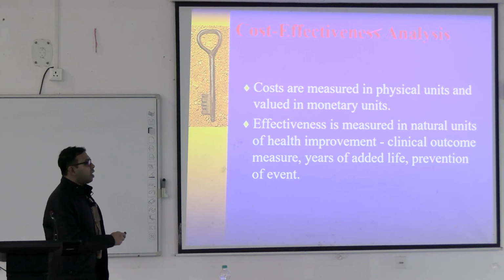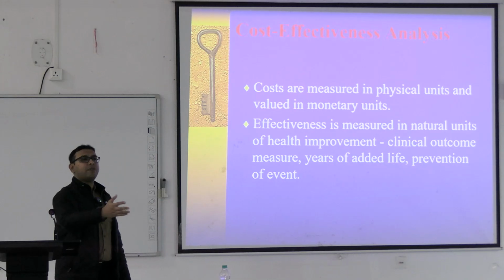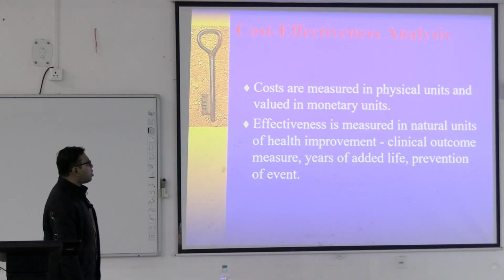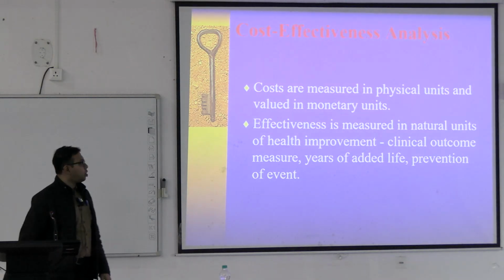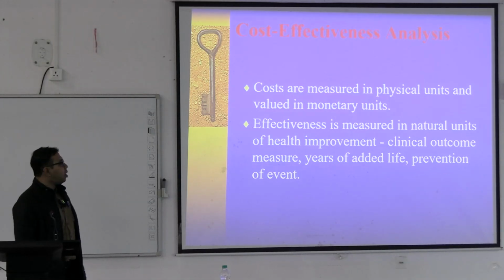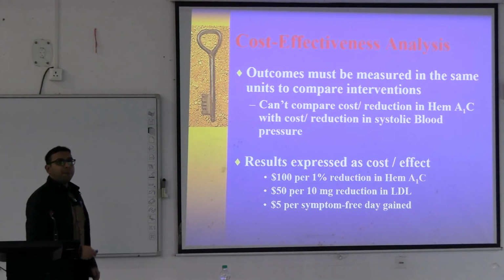Next, coming to the cost effectiveness analysis, we say in layman's terms that this is cost effective. So this thing is cost effective compared to that thing. What is this? Here costs are measured in physical units and valued in monetary units. Effectiveness is measured in natural units of health improvement, like clinical outcome measures, years of added life, or prevention of an event. Outcomes must be measured in the same units to compare interventions.